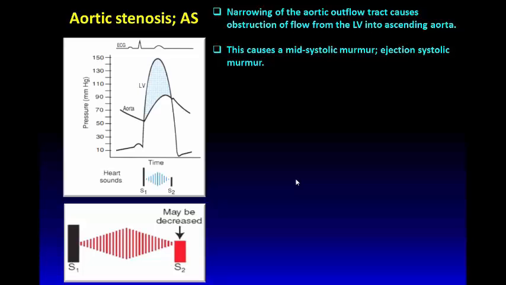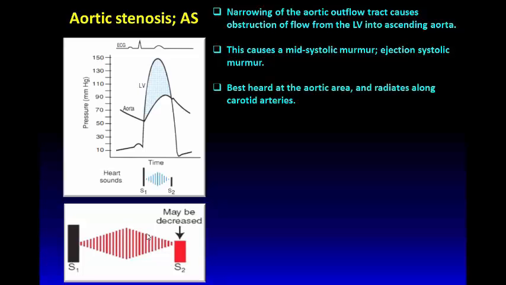In aortic stenosis, there is narrowing of the aortic outflow tract. This narrowing causes obstruction of the flow of the blood from the left ventricle into the ascending aorta during the ejection phase of the cardiac cycle. This gives rise to a mid-systolic murmur, an ejection systolic murmur, which is heard between S1 and S2 with a crescendo, decrescendo profile.